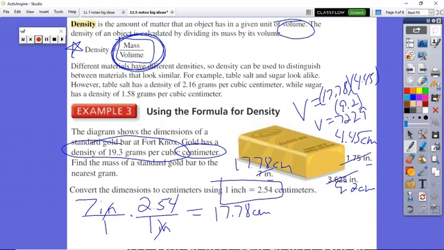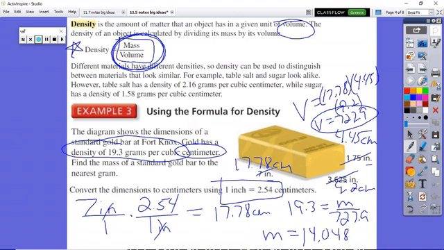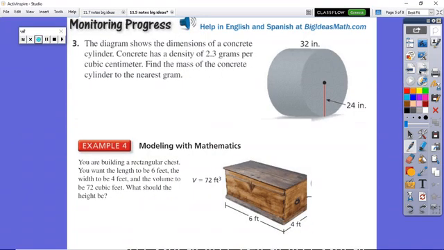So the D is 19.3. Mass is what we're looking for, and volume we just found, 727.9. So multiply both sides by 727.9, and the mass of this thing, one gold bar, is about 14,048 grams. All right, take a sec, pause the video here, and complete the monitoring progress question.